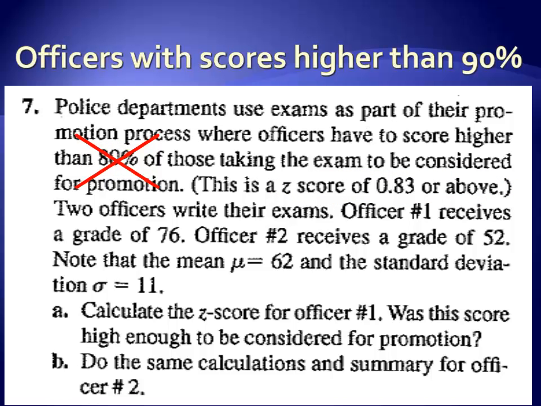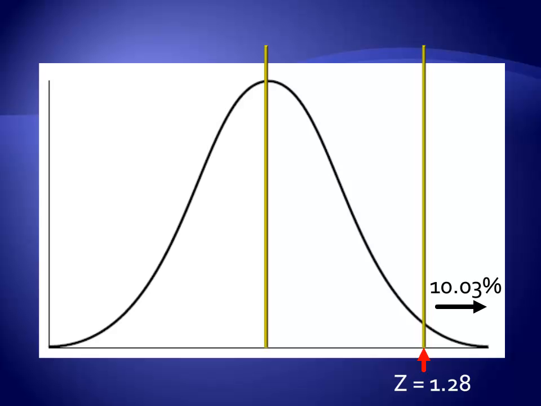Let's practice using the z-score tables with a variation on our example. Let's say that we had too many officers qualify for the promotion and decided to raise the bar so that only officers with scores higher than 90% were considered. This means that we'll now need to determine what z-score corresponds to 90%. Using the z-score tables, we can find that in column C, the value closest to 10% corresponds to a z-score of 1.28.